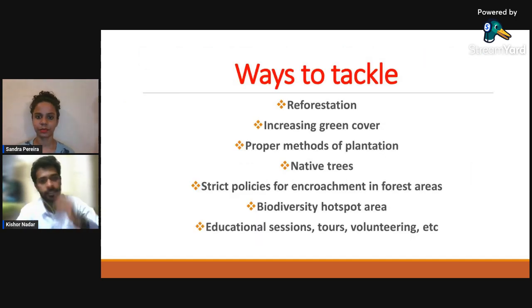The way to tackle this is that directly, reforestation is the main thing. As we cut down one tree, we have to plant about hundreds of plants for it. So that's crucial. Increasing the green cover, because of that we can do something today for the coming generations.